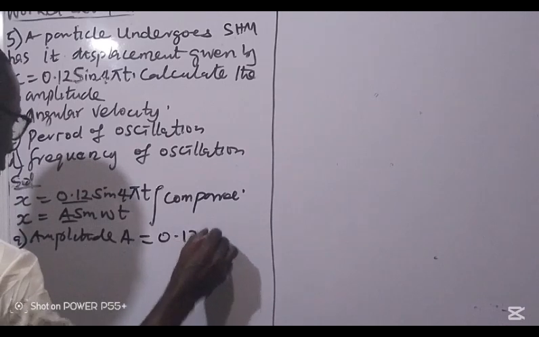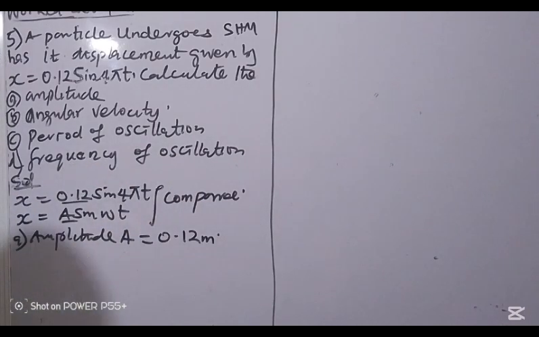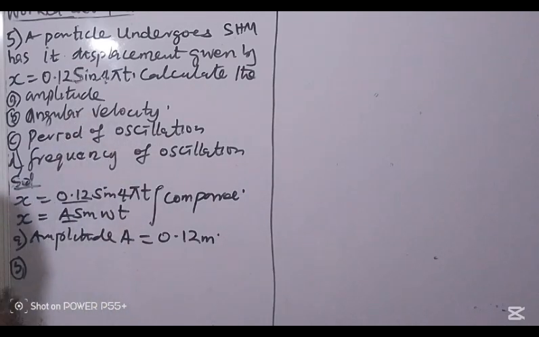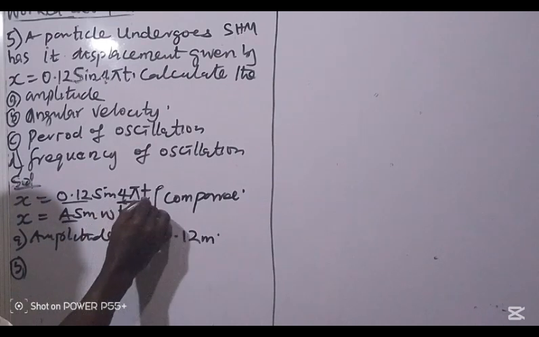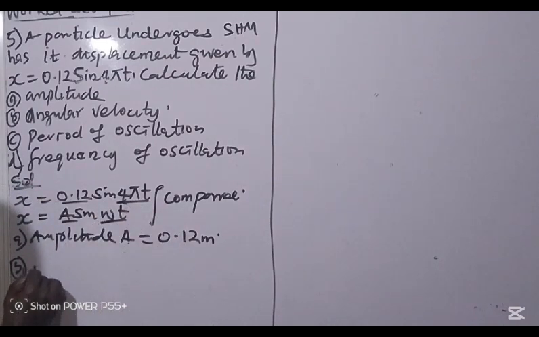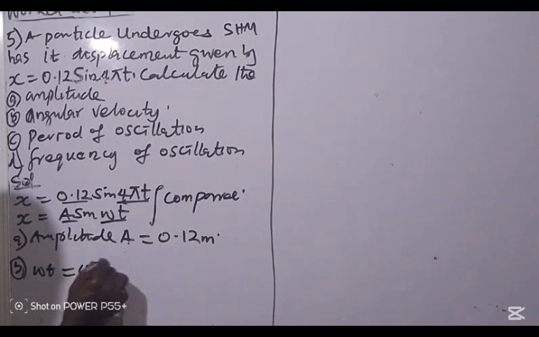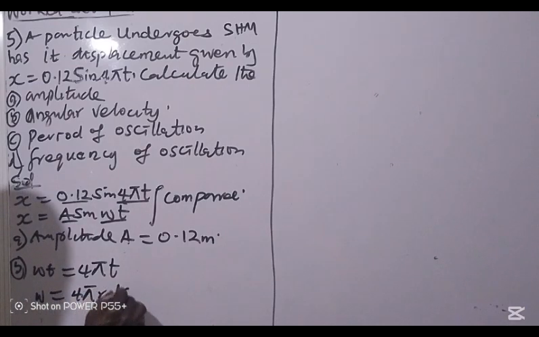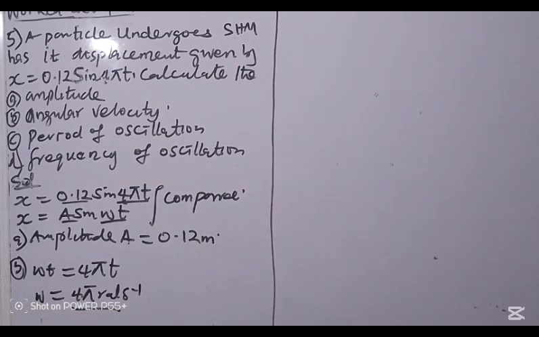Second question, B, to calculate angular velocity, compare this one with this one, that is, omega t will be equal to 4 pi t. So t will cancel t, so we have omega will be equal to 4 pi rad per second. That is omega, which is angular velocity.